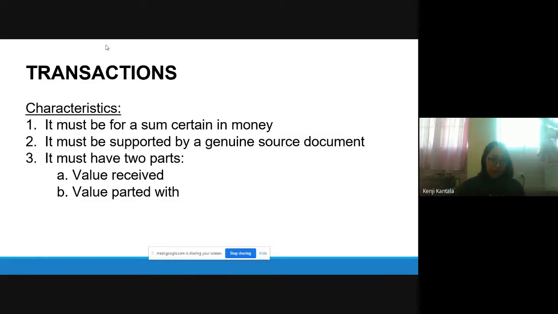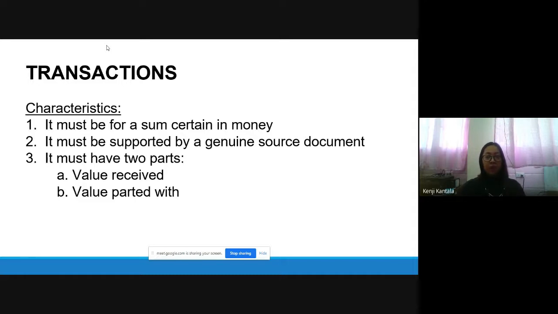And then, last characteristic, it must have two parts. There must be value received and there must be value parted with. So again, ang value received natin, kung ano yung natanggap natin. Value parted with, kung ano yung nabigay natin. So for example, a while ago, yung sinabi natin is sum certain in money. So we can relate that with this one. There is value received and value parted with. So not necessarily na peso amount yung involved.